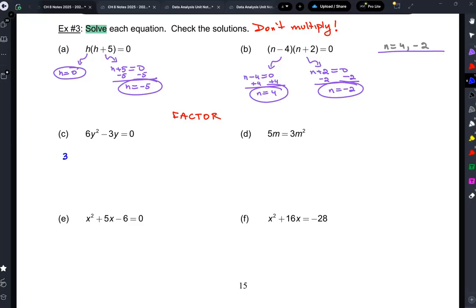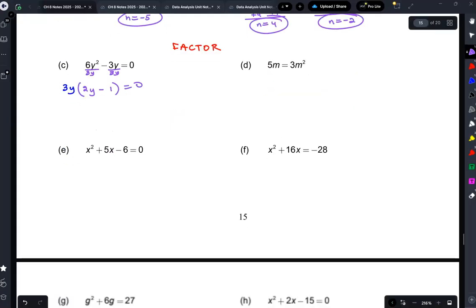Okay, so what do I have left from here? So remember, we're dividing by 3y. So I have 2y, and then I'm dividing by 3y. Minus 1 is equal to 0. Now look at what happened. Now I have one thing times another thing equal to 0, and I can now solve this. So first I take this, set it equal to 0. Then I take this, set it equal to 0.